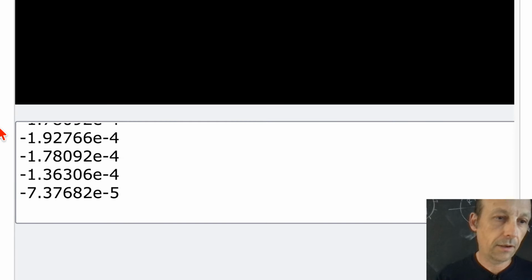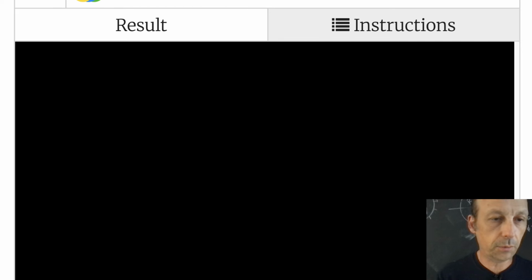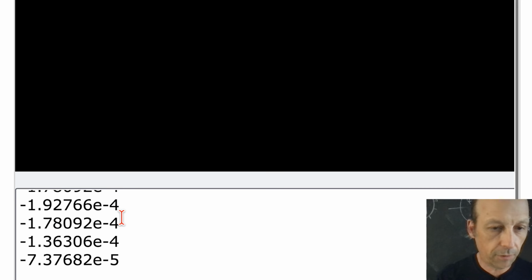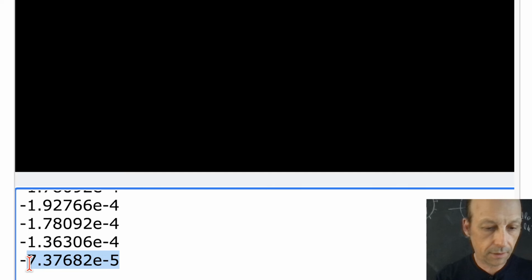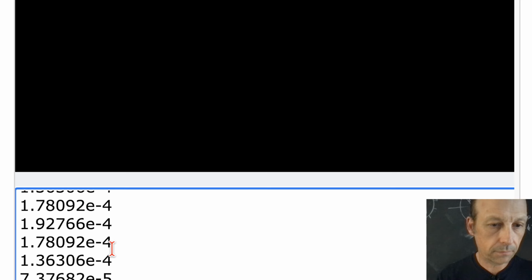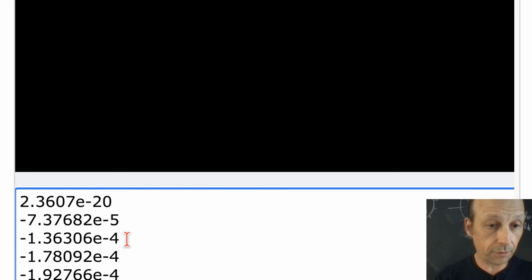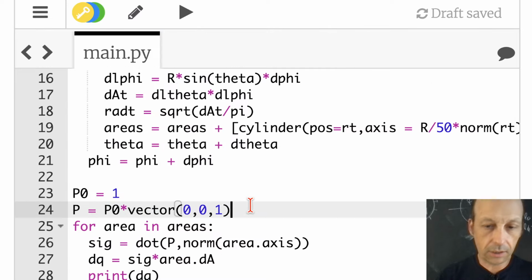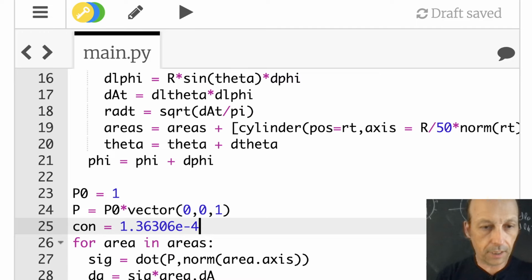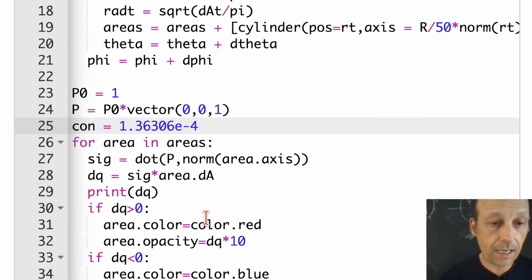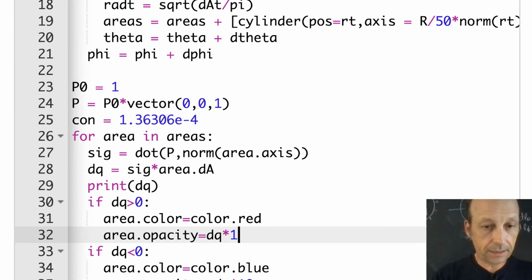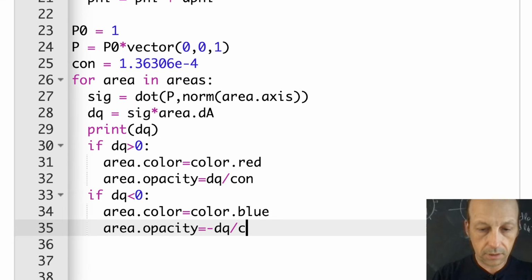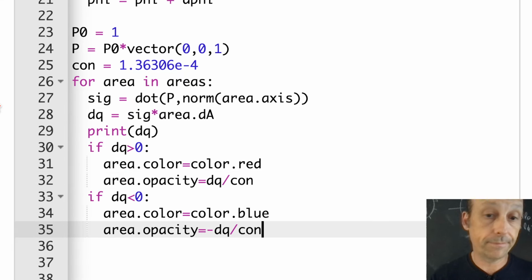10 to the negative fifth. Okay, so let's see, what's my maximum here? 7.35 times 10 to the negative fifth. I want that to be 1. No, I want my maximum. I want this one right here to be 1. So let's call that a constant. I'm going to call it con equals that. So now I'm going to take the opacity as this divided by the constant. That should do it. And then the maximum would be 1.